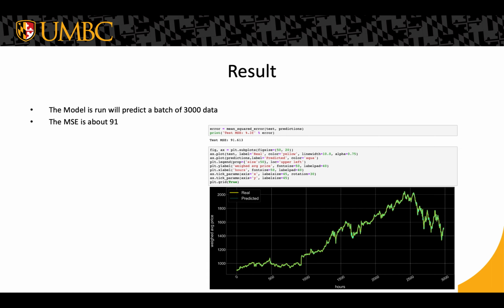And then I double checked it with the mean squared error, and it is 91.61. So consider that this has 3,000 data points. That means the average mean squared error for each data point is roughly about 0.03, meaning it has a 3% error. That is pretty impressive just using the data itself.